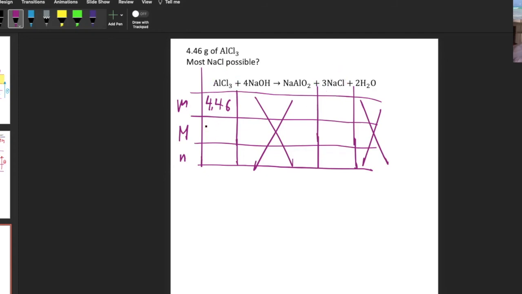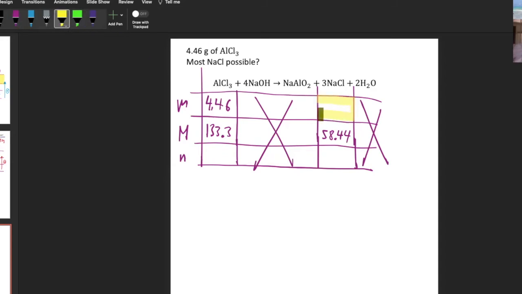AlCl3 is 133.3 grams per mole. And then sodium chloride is 58.44 grams per mole. Are you sure about those? Yeah, because we did it yesterday in class.